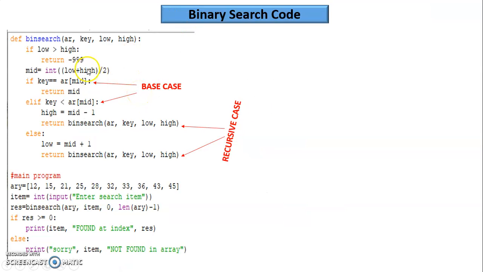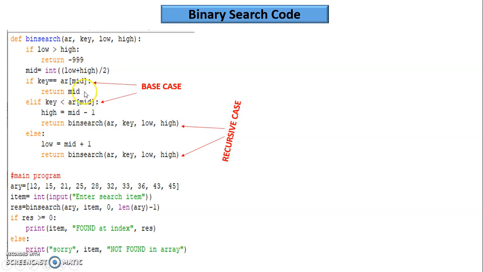Quite simple. There are three base cases for my binary search. I'm going to pass my array to the recursive function, the key item which has to be searched, and my lower limit and higher limit. What are the three base cases according to the technique? If my key is equal to mid, the item is found.